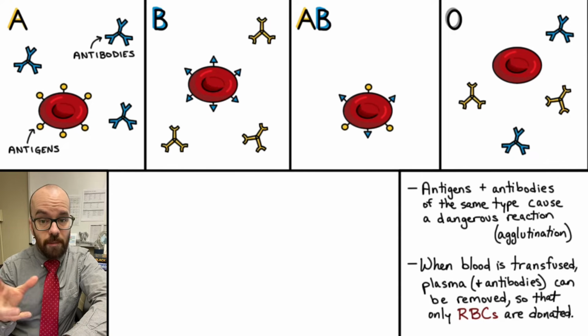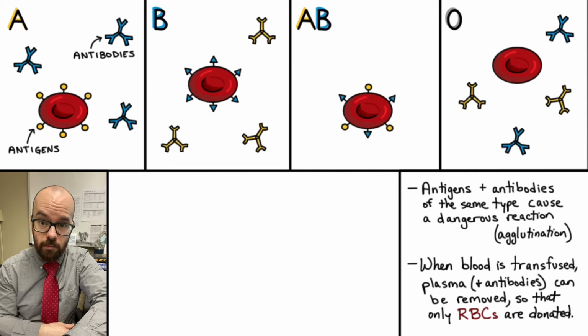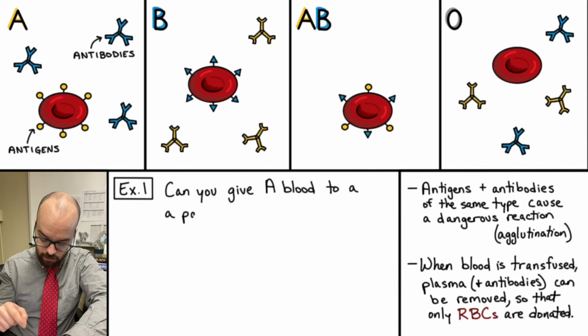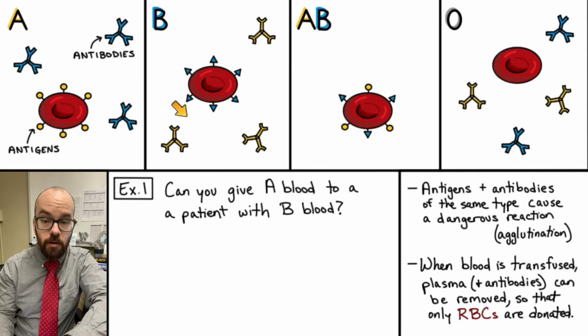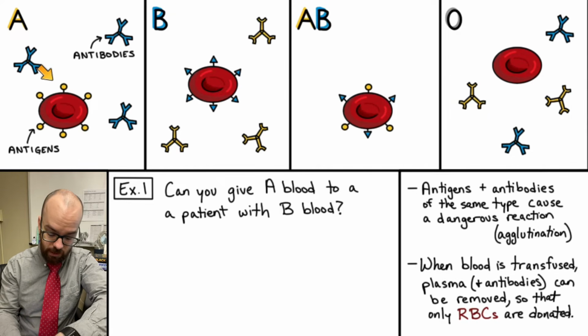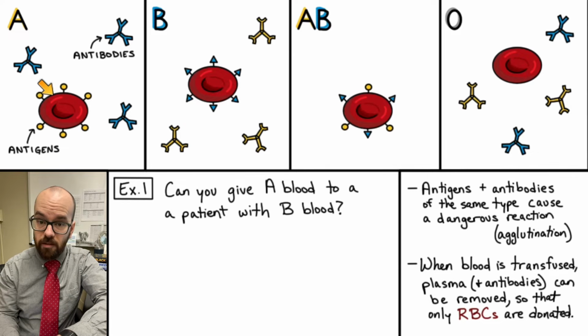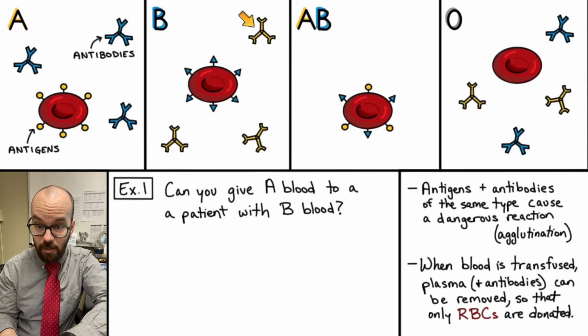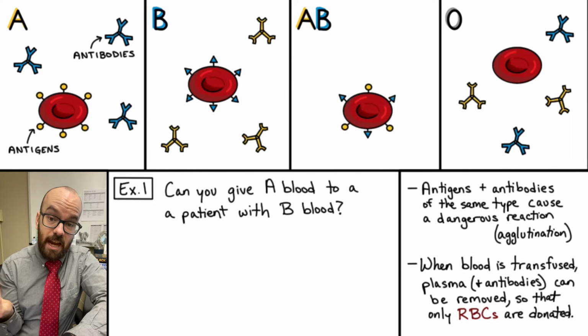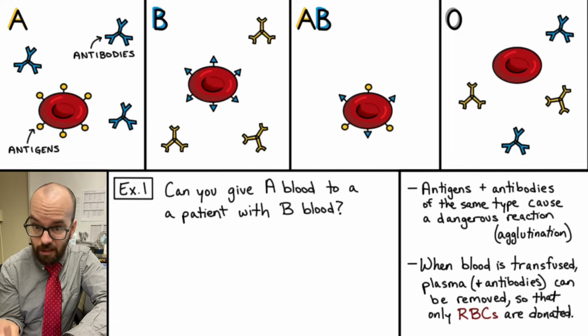So let's take a look at which types of blood are compatible by looking at 3 examples. First example, can you give A blood to a patient with B blood? So this person with B blood is going to be receiving a sample of A blood. Now remember, we can just donate the red blood cells. So let's take a look at that. If we were to give these red blood cells, the A cells, to somebody with B blood, would there be a reaction? Well, the A blood cells that we're donating have A antigens, but the person who has B blood has A antibodies. A antigens plus A antibodies equals agglutination, that deadly reaction that we don't want.